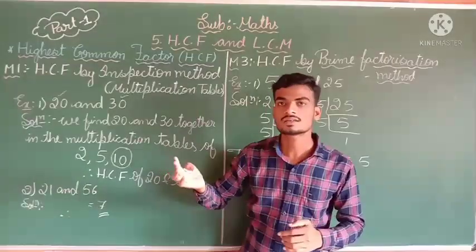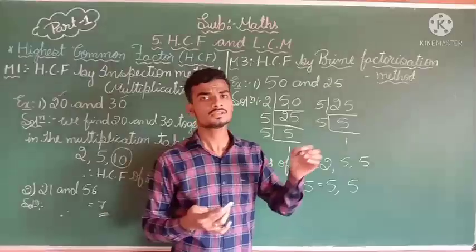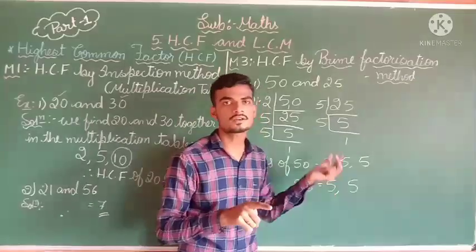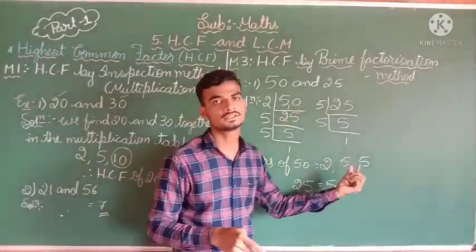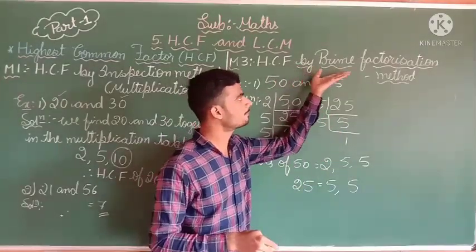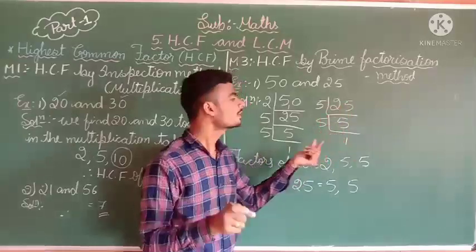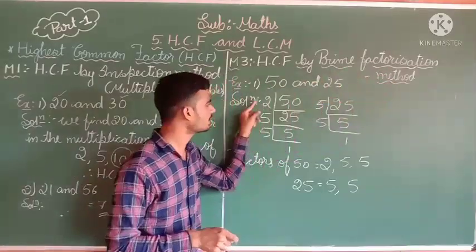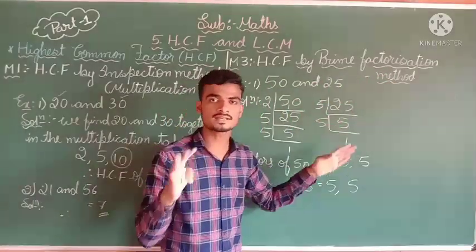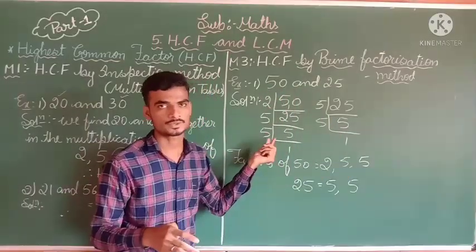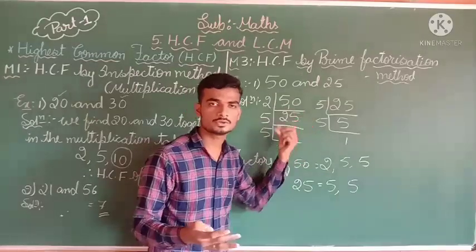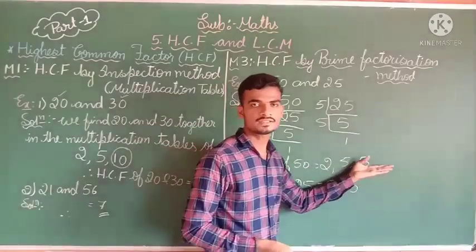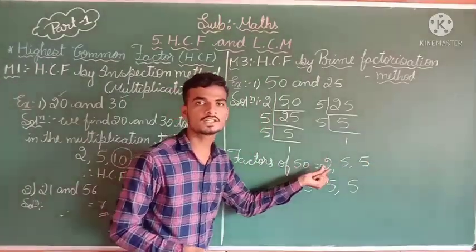In the second method, to find the common factors, we should not write these numbers themselves. We want to find the factors of the given number. But here in the HCF by prime factorization method, when they mention prime factorization, you want to write these numbers. If they only mention factors, you should not write these numbers. Then after finding the prime factors of 50 and 25, we want to find the common factors.